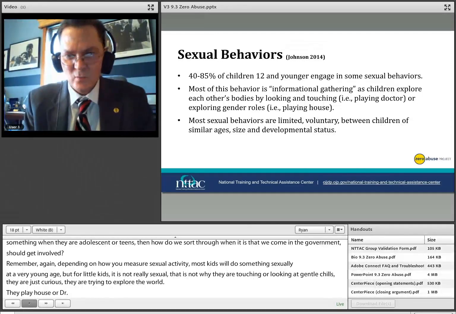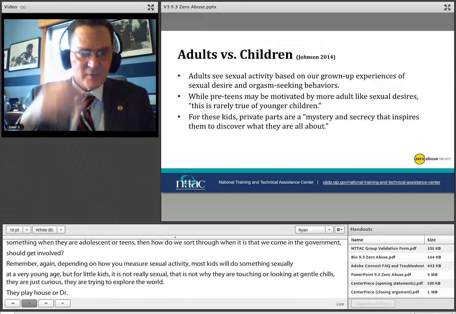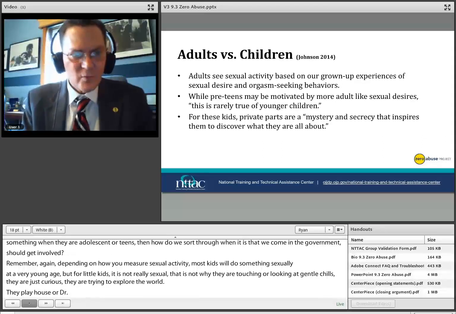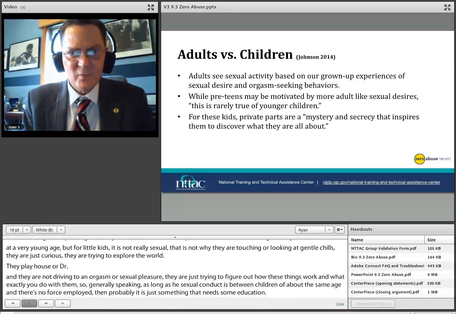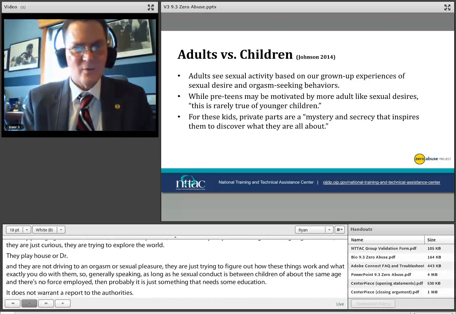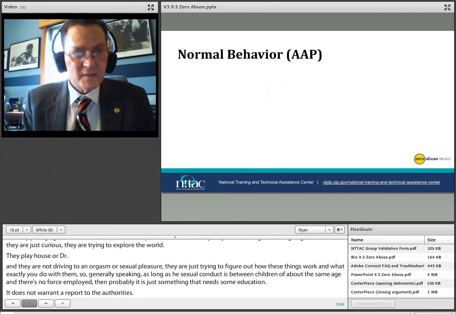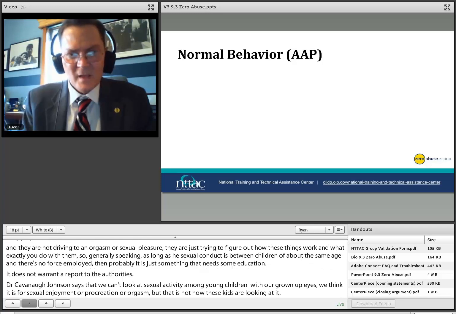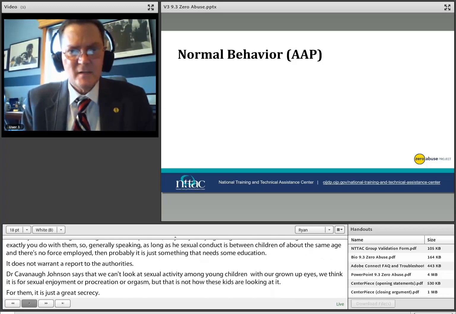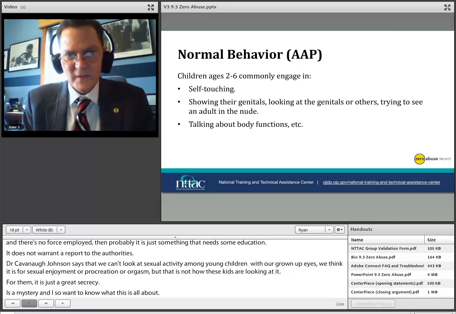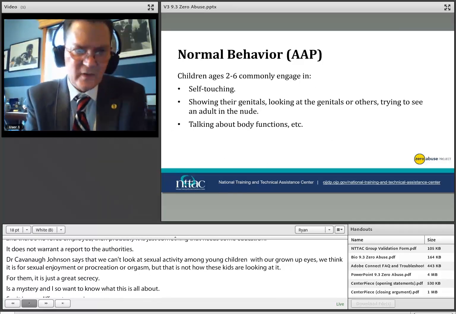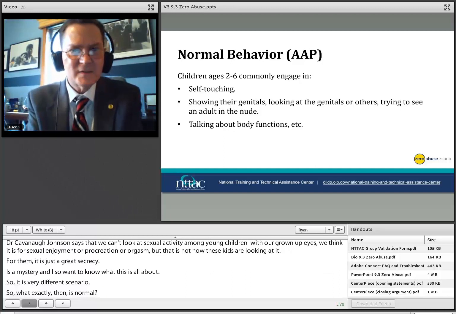So generally speaking, as long as the sexual conduct is between children of about the same age and there's no force employed, then probably it just is something that needs some education and doesn't warrant a report to the authorities. Dr. Toni Cavanagh Johnson says that we can't look at sexual activity among young children with our grown-up eyes. We think it's for sexual enjoyment or procreation or orgasm, but that's not how these kids are looking at it. For them, it's just a great secret. It's a mystery, and I so want to know what this is all about. So it's a very different scenario.